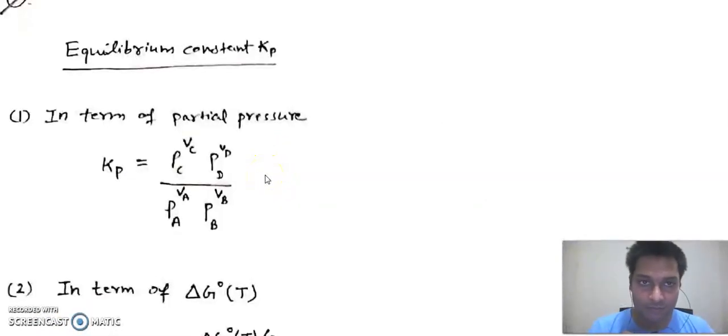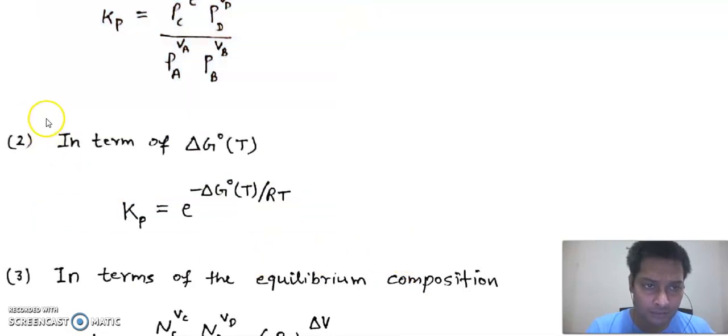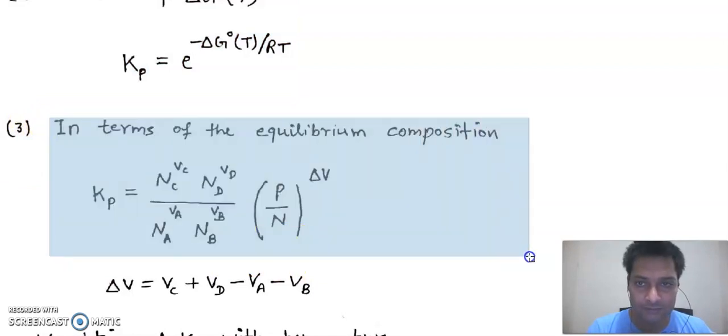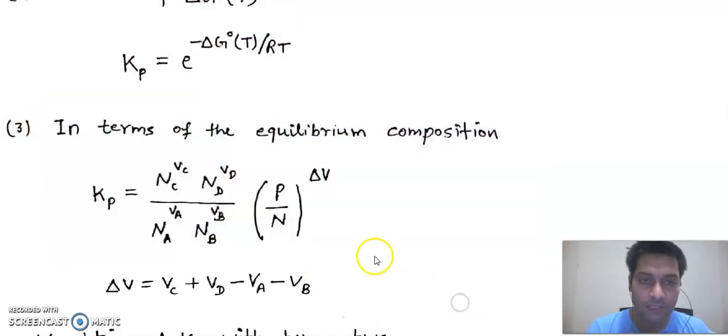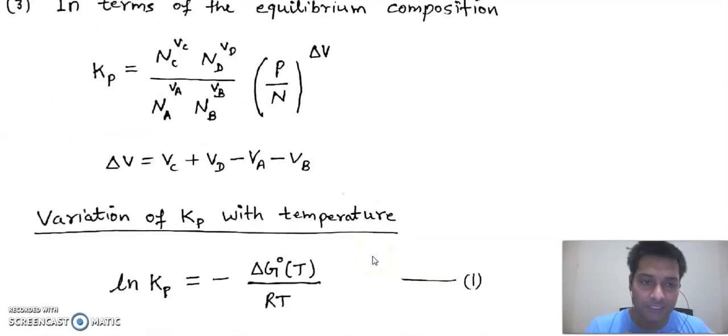In the previous class, we tried to calculate the value of the equilibrium constant. We calculated the equilibrium constant in terms of partial pressure, temperature, and number of moles of reactants and products. So now in this class we will calculate the variation of the equilibrium constant with temperature.